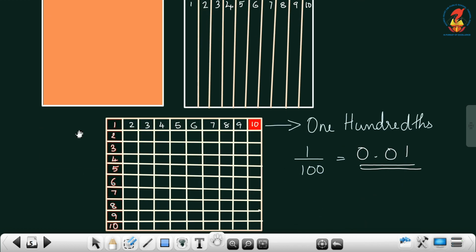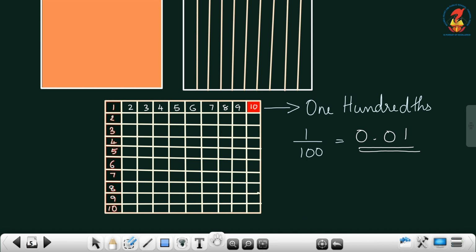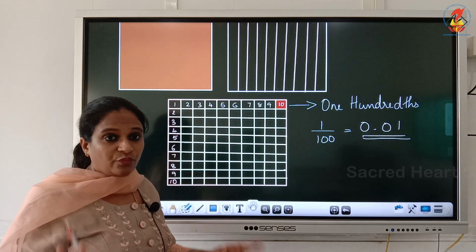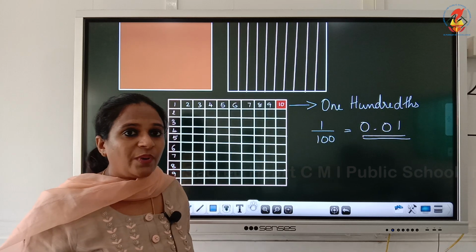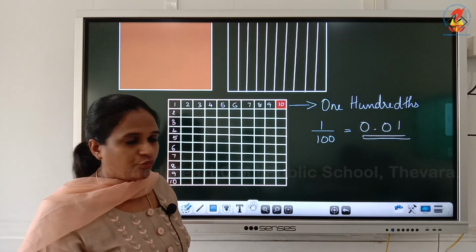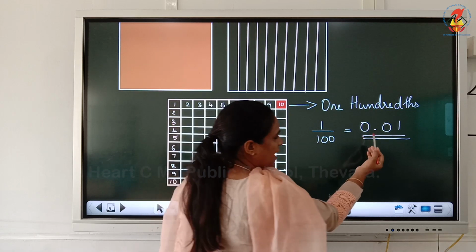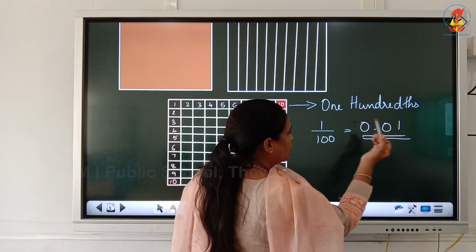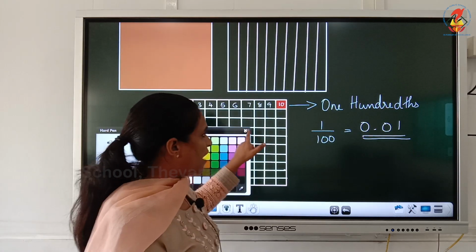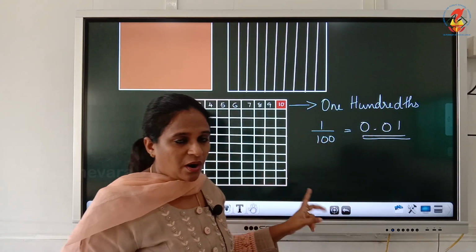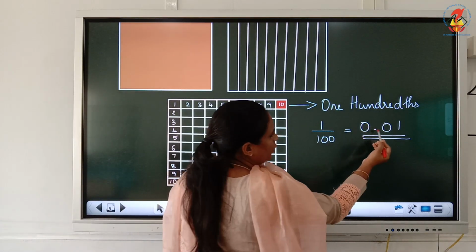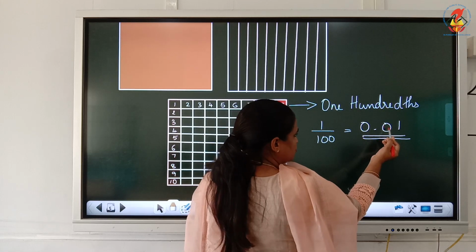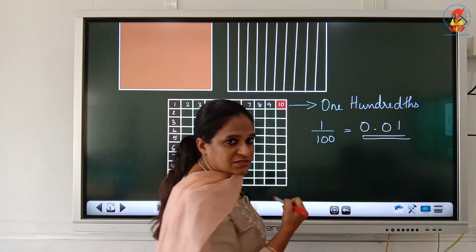Now next one, these 10 equal parts are again divided into 10 parts, so we have 10 rows and 10 columns. So 10 into 10, we have 100 square boxes, and each square box is called 1 by hundredth. 1 by hundredth you write as 0.01, because we have 2 zeros in the denominator. So to the right hand side of the decimal point, you need 2 numbers. So 0.01. Got it?